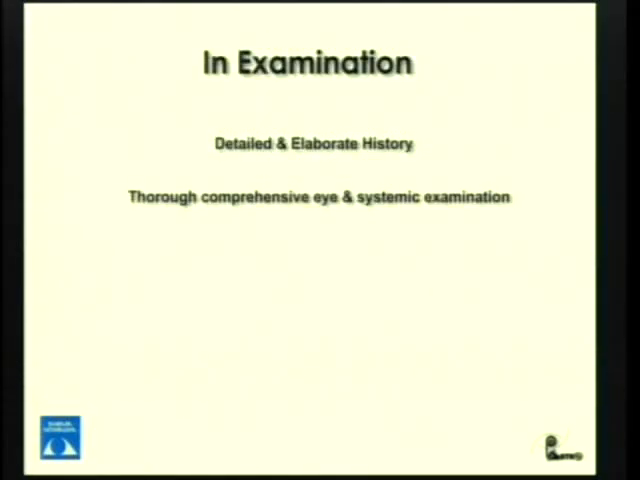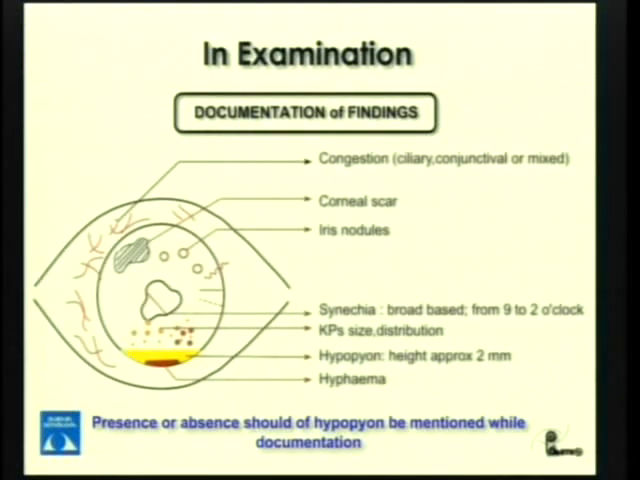And so just to conclude, in examination take a detailed, elaborate history. Thorough, comprehensive examination is very important, and the documentation is also very important. Normally we just mark the corneal scar as black and the iris nodule. Extent, while documenting the KPs, you have to mention the size and the distribution of the KPs, and the synechiae, the extension of the synechiae, whether it's extending from this o'clock to that o'clock, and hypopyon. In a normal case of uveitis also, always remember the presence and absence of hypopyon should be documented separately.